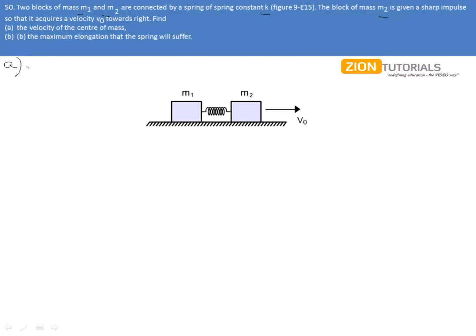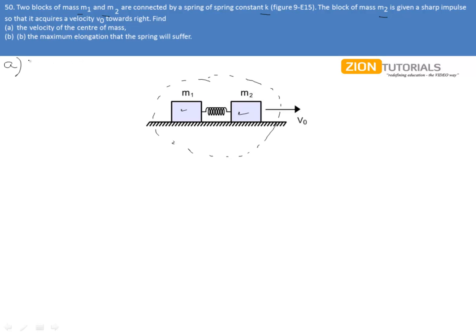Now, since there is no external force acting on this system of two blocks once this impulse has been applied, we can conserve the momentum for this system. Now take care, I'm not considering the situation before the impulse. I'm taking it just after the impulse and any moment after that. So we can easily conserve momentum over here.